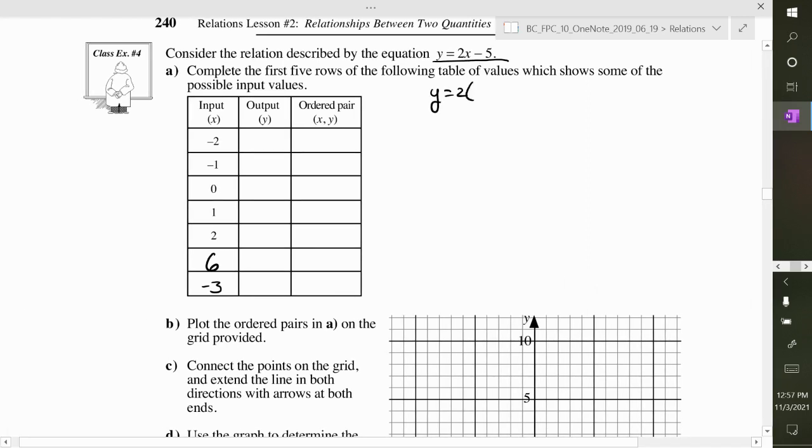So it's 2, bracket, put in your x value. I know some of you can do this in your head. If you can do it in your head, that's fine. You don't have to show all your work. What's 2 times negative 2? Minus 5. Negative 9. So when x is negative 2, the output is negative 9. Okay?